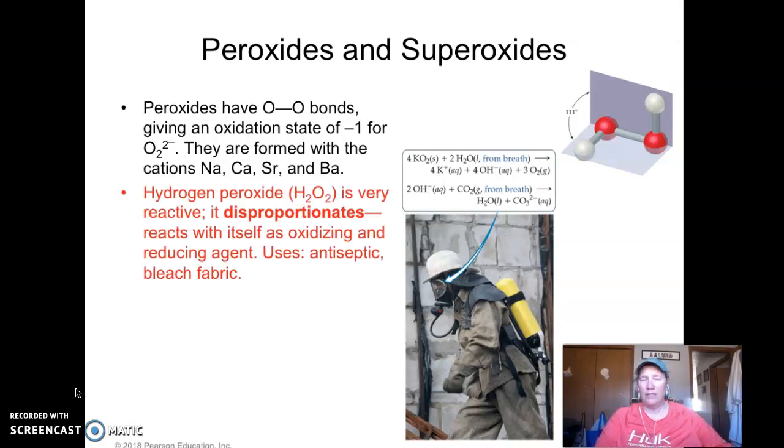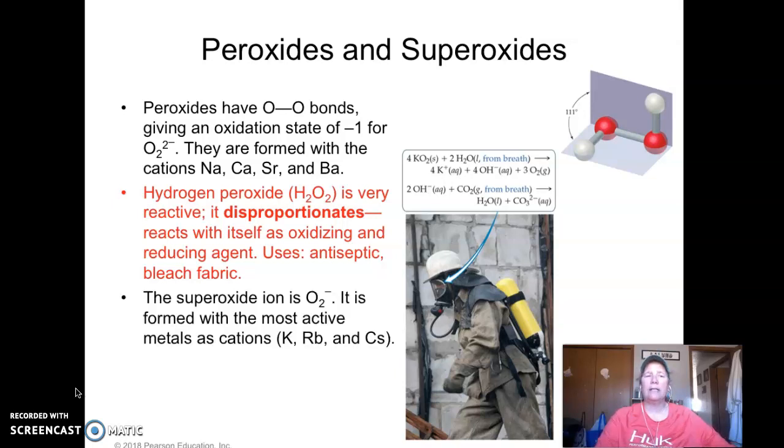Hydrogen peroxide is very, very reactive. It's like disproportionate because of that, changing the oxidation number. So it itself is oxidizing and reducing, but what it's really used for, it's very antiseptic and it can bleach fabrics, okay? We know that it's very good at cleaning up boo-boos, right?